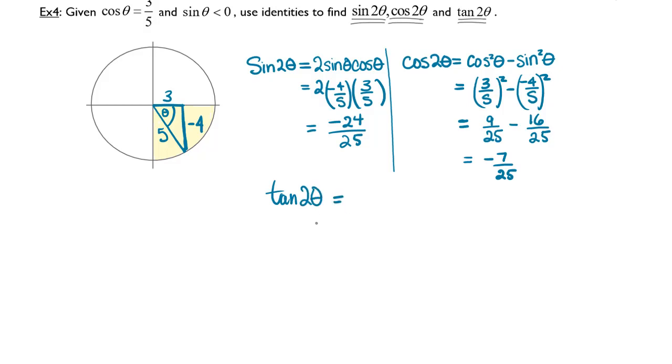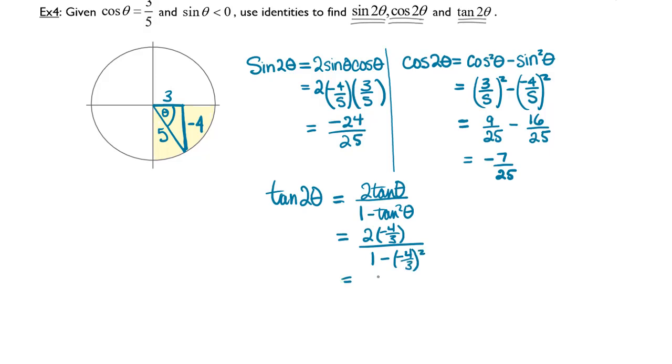Let's take a look at tangent of 2 theta. Remember from our derivation of tangent of 2 theta, the formula for this is 2 tangent of theta over 1 minus tangent squared of theta. And now I need to find tangent of theta. Remember that tangent of theta is found with opposite over adjacent, so that will be negative 4 over 3, divided by 1 minus negative 4 over 3 squared.